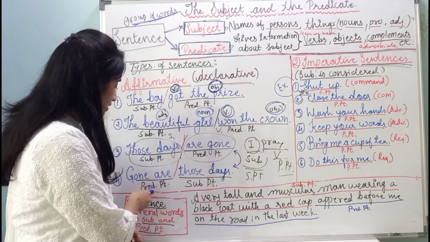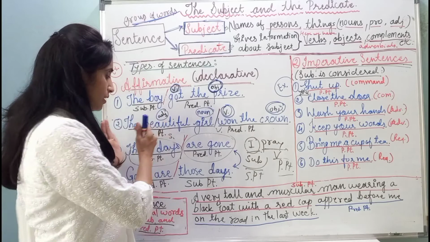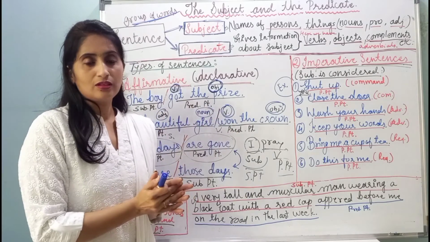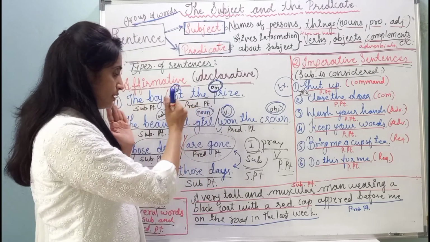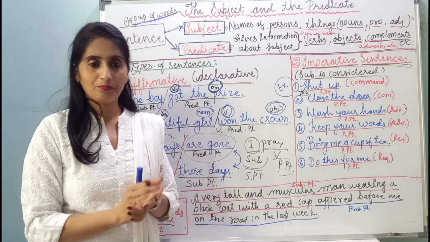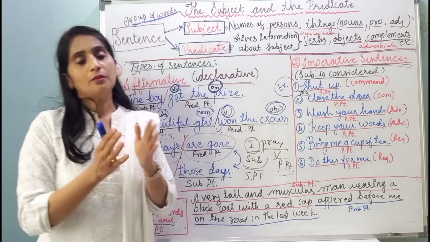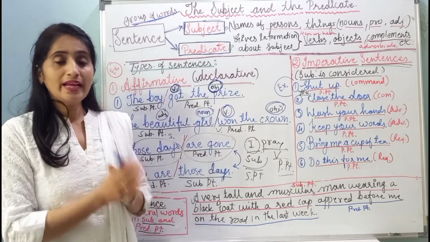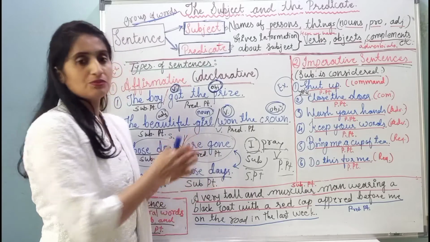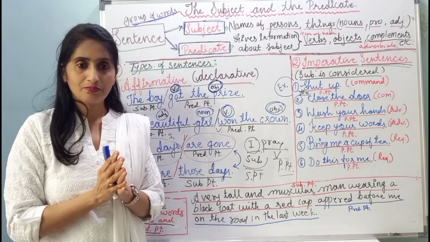Here, gone are is the predicate part. Okay, means those days are gone. Only the difference is in writing. The meaning is same. Sometimes the predicate part is placed first before the subject part for the sake of emphasis.